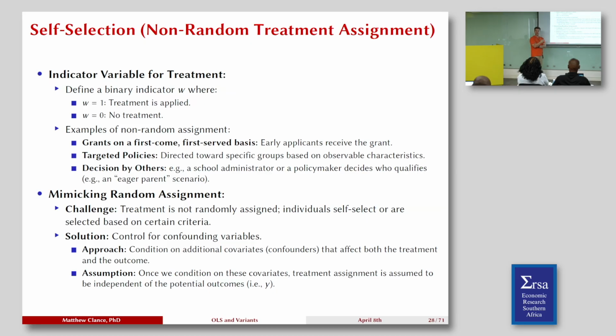We're pulling that selection problem out of the error term, which then allows us to hopefully mitigate any type of bias. And the assumption is once we condition on these covariates, the treatment assignment is assumed to be independent of the potential outcome. So basically what it's trying to say is if we can pull it out of the error term and condition and estimate it specifically, it's less likely to be a problem in terms of information in the error term that's correlated with the right-hand side variables.